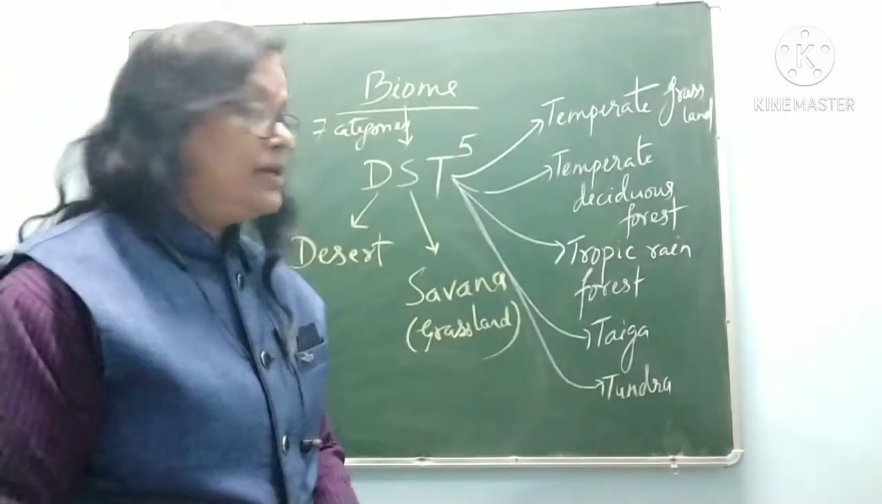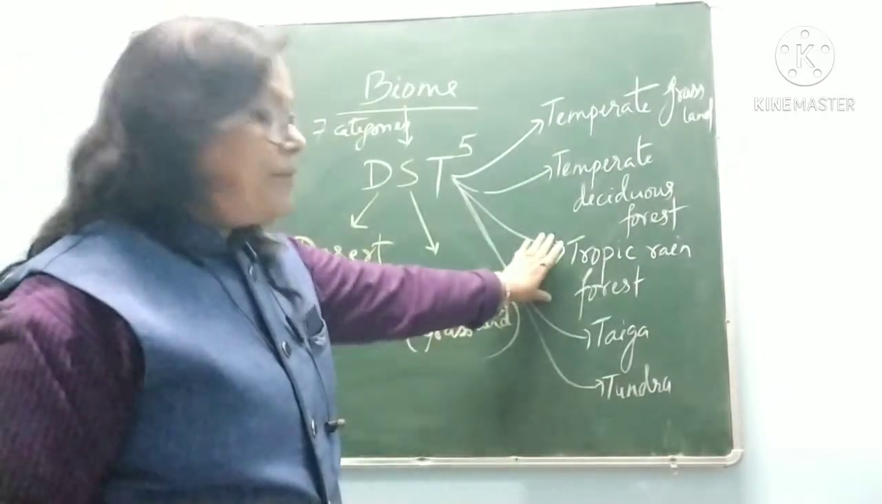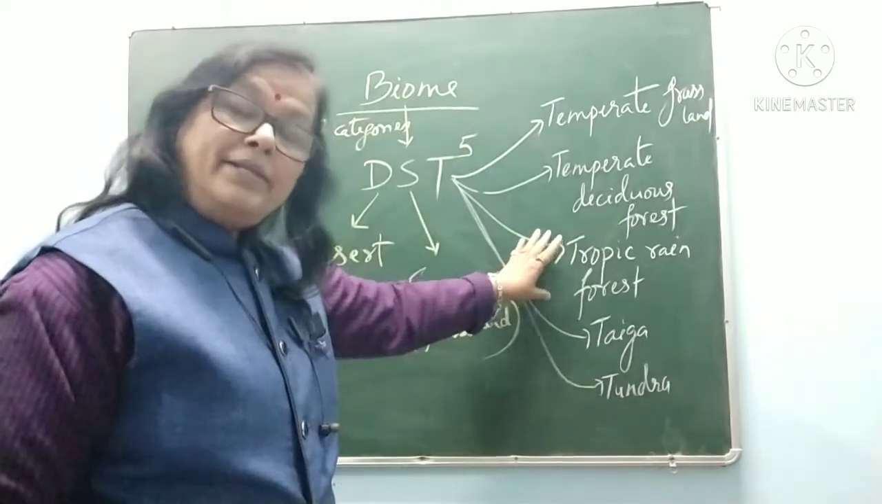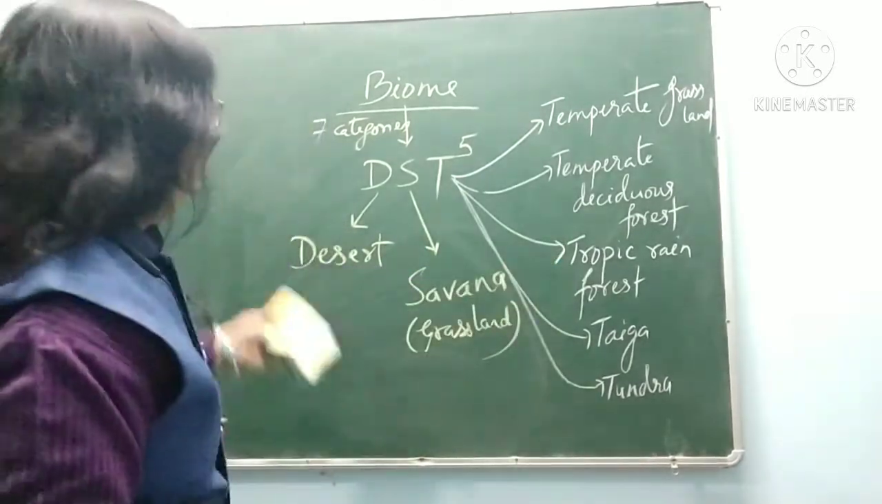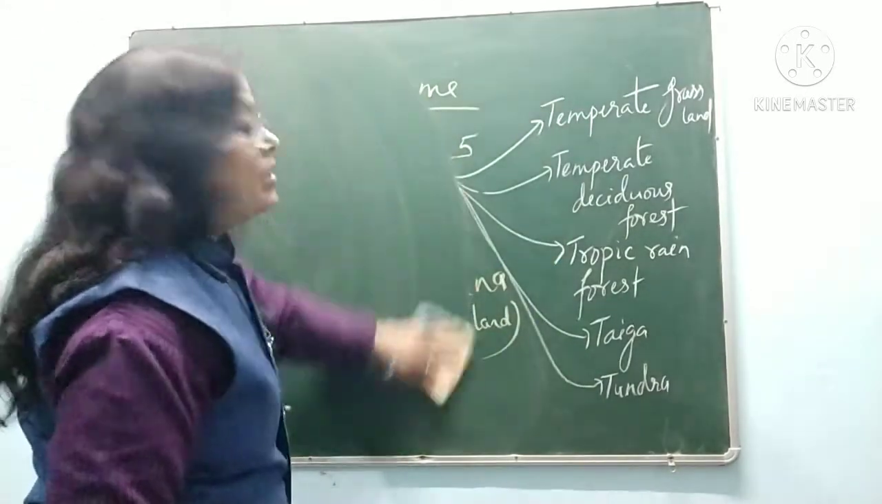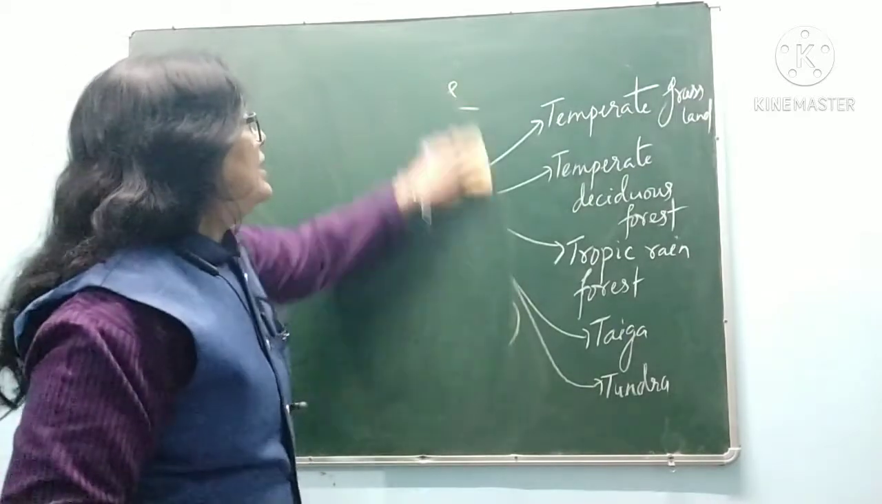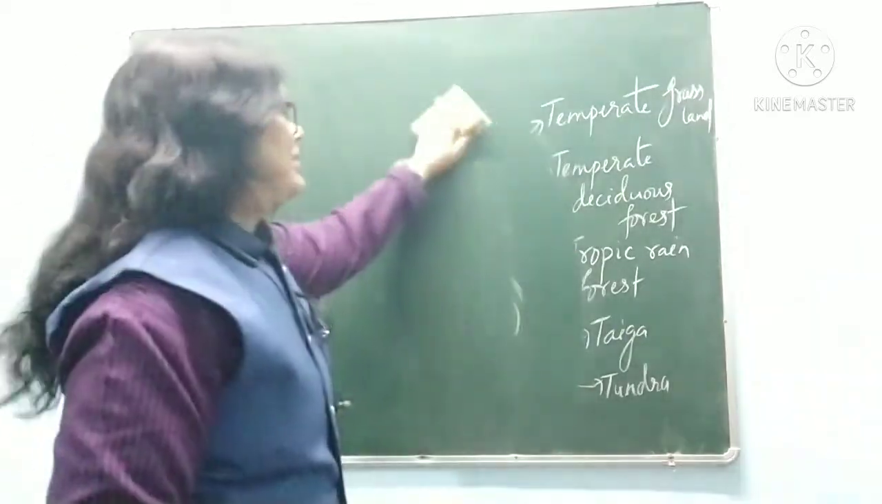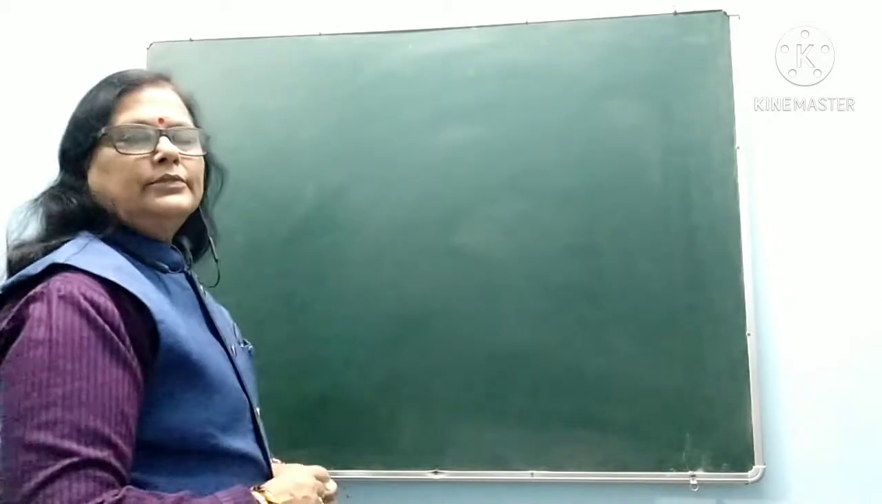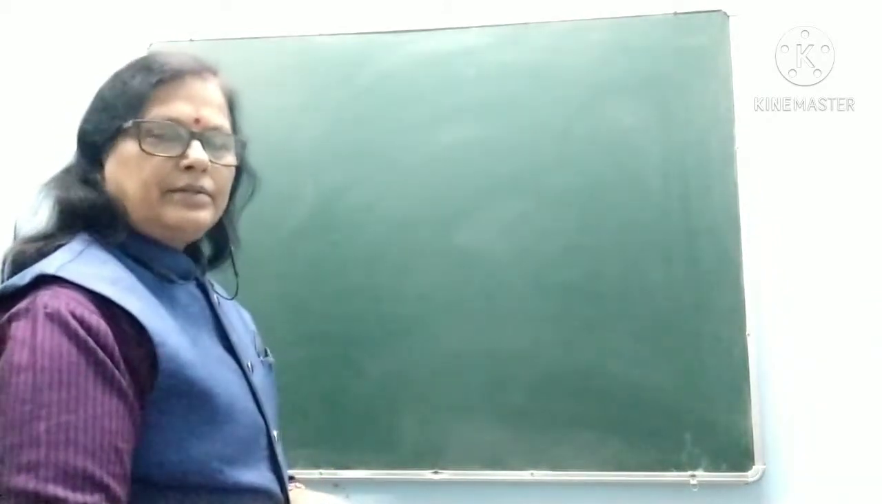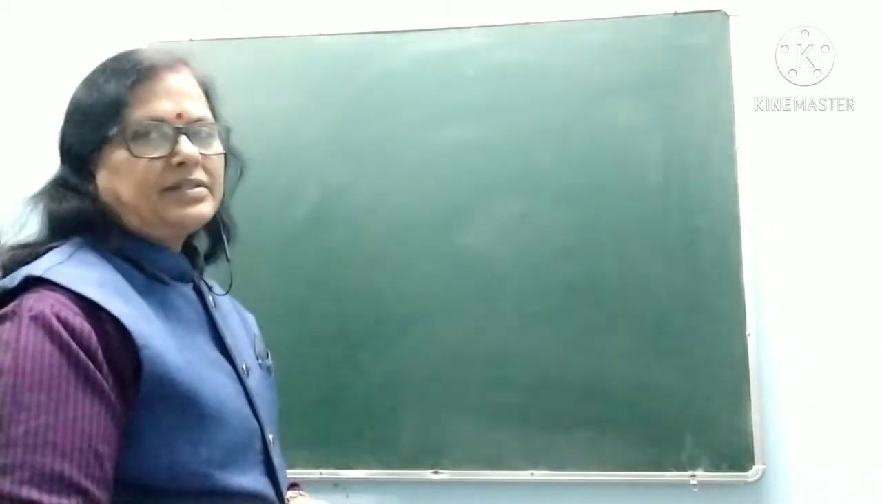Permafrost condition. However, the tropic region contains huge number of species, and what is the reason? Because there is least seasonal variations. Tropical region contains least seasonal variation.